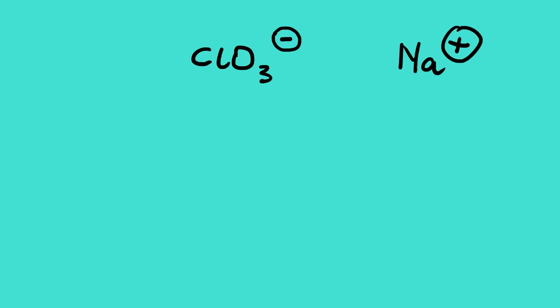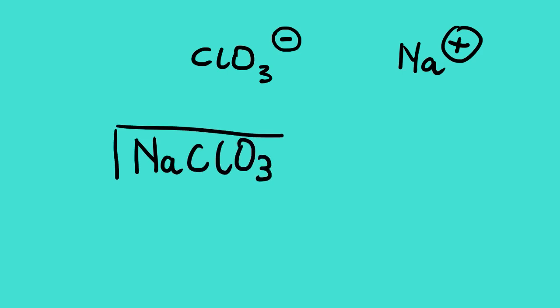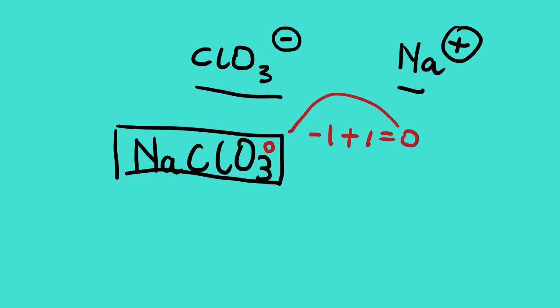So bonding the two, we are going to have what we call sodium chlorate. Since we all know that this is chlorate, this is sodium, this will be sodium chlorate. Now, looking at the mathematical method, we have negative 1 plus 1, which gives us 0.